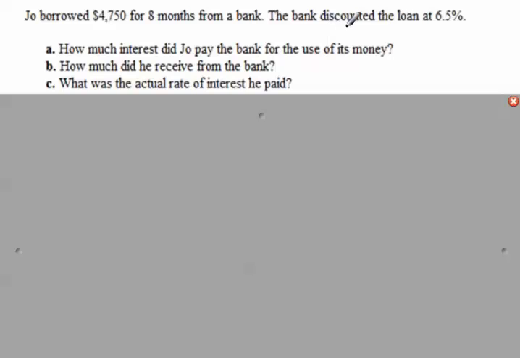This example is from section 11.2 in MGF 1107. This question says Joe borrowed $4,750 for 8 months from a bank. The bank discounted the loan at 6.5%. So the key thing in this problem is we're dealing with a discount loan of 6.5%. It has 3 parts to the question.